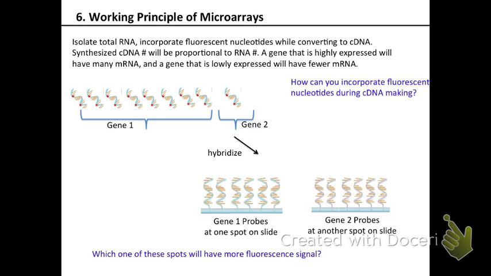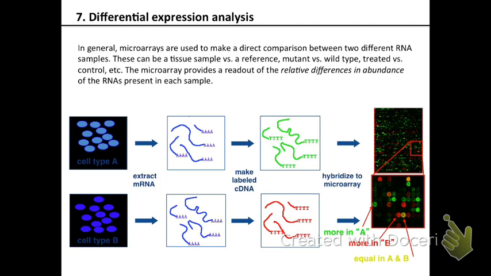Gene 1, yeah? That's very simple. All right, so that's the principle. You have more RNA, you're going to get more signal because there's more cDNA. How do we do this experiment?